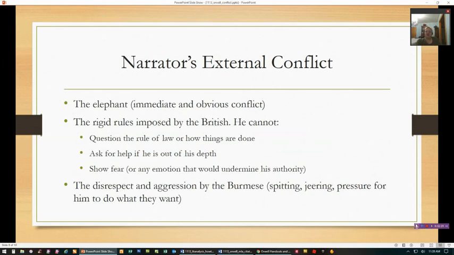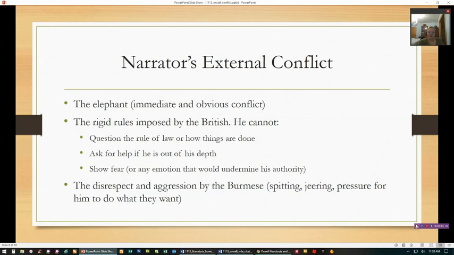Some of his external conflicts, the immediate one in the story is the elephant, right? He's got to resolve the problem with the elephant, but he tells us that he really doesn't know what he's doing, right? Another external conflict is having to deal with the rules that are imposed on him by his own government, right? And he tells us in the story that he can't question the laws or how things are done. He's not supposed to ask for help if he's out of depth. He's not supposed to show fear or any kind of emotion that would undermine his authority. So if he asks for help, that might indicate that he is out of his depth. So he can't do that, right? Because he always has to be right.